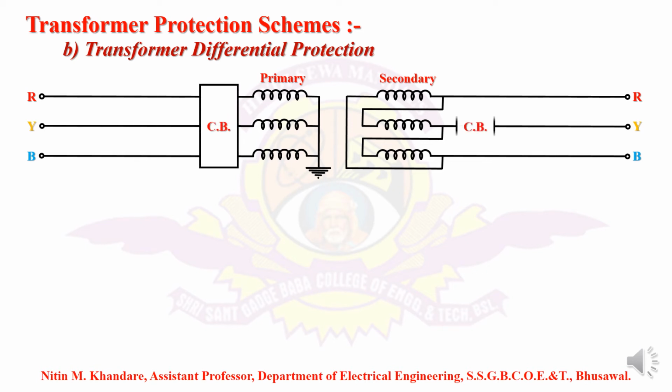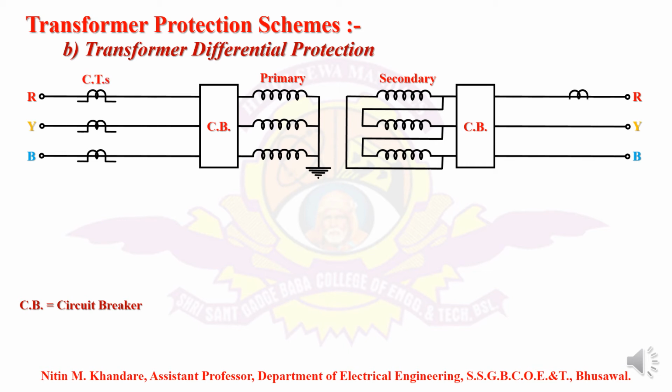This is the circuit breaker on the primary side as well as the circuit breaker on the secondary side, along with a CT provided for each phase, like this. There is the CT for the first phase on the primary, the second as well as the third. Similarly, we will apply three CTs on the secondary side also. The CT ratios are so chosen that, by considering the transformation ratio of the transformer, the current carried by both of the CTs under the normal condition must become equal.